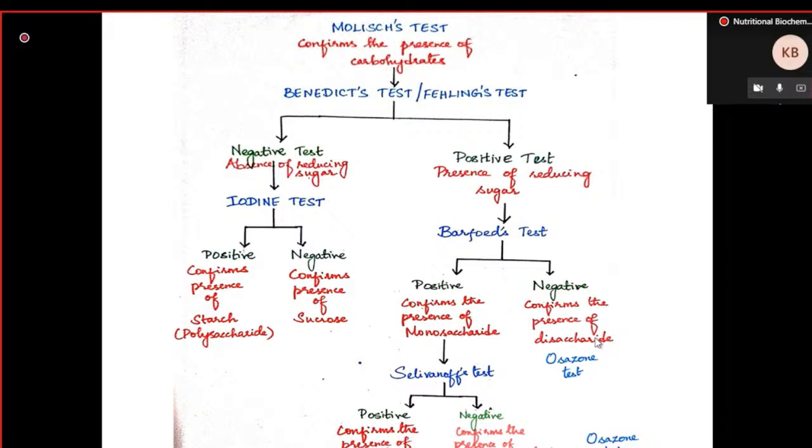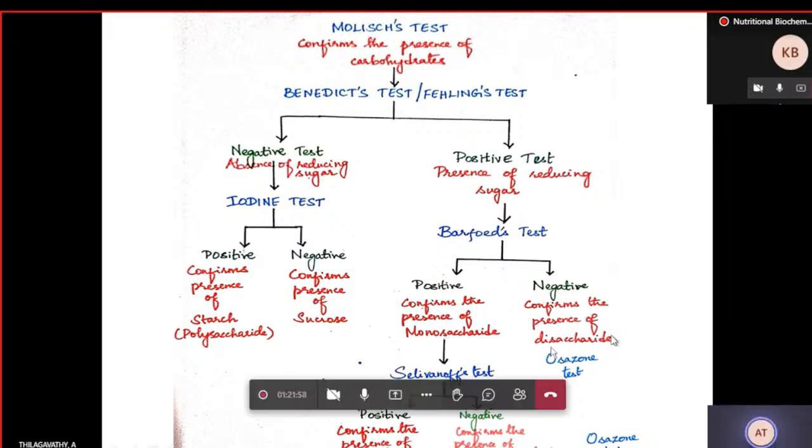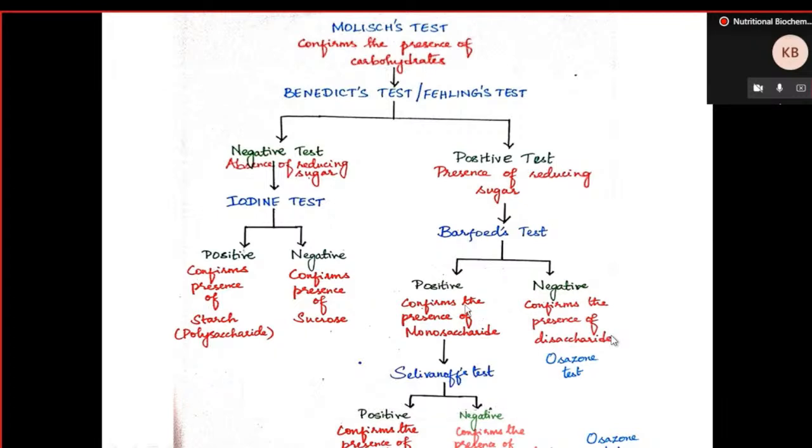Why will monosaccharides show a positive test in Barfoed's test? What is the principle? In acidic medium only monosaccharides can reduce. Very good. So first, when Benedict's and Fehling's is positive, you will move on to Barfoed's and say whether it's a monosaccharide or a disaccharide. When it is positive, it's a monosaccharide. When it is negative, it's a disaccharide.